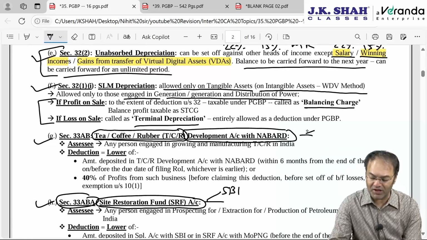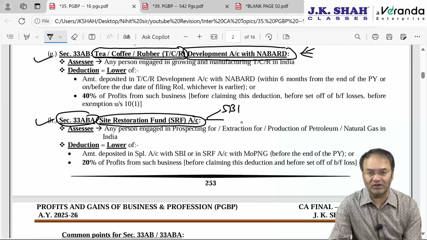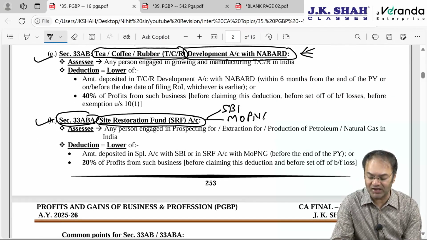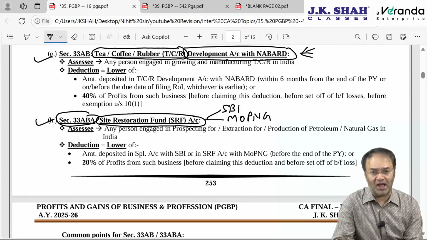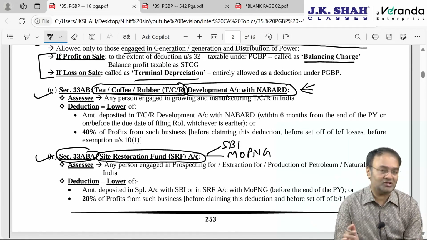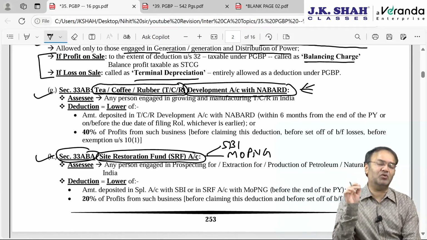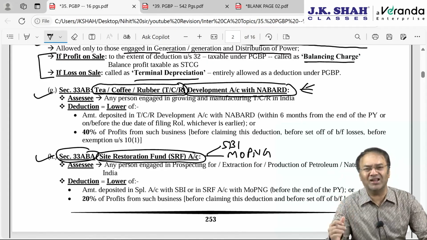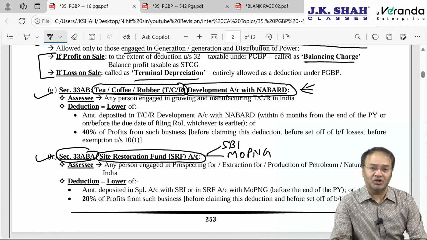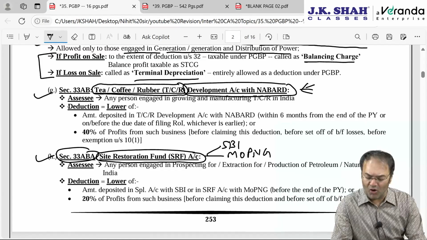Here, an account is to be opened with NABARD, and here an account is to be opened with either State Bank of India or a special account with the Ministry of Petroleum and Natural Gas. Both the sections are less important from an exam perspective. They're not that great. Hardly any question would have come in the exam. These deductions are allowed to all assessees.